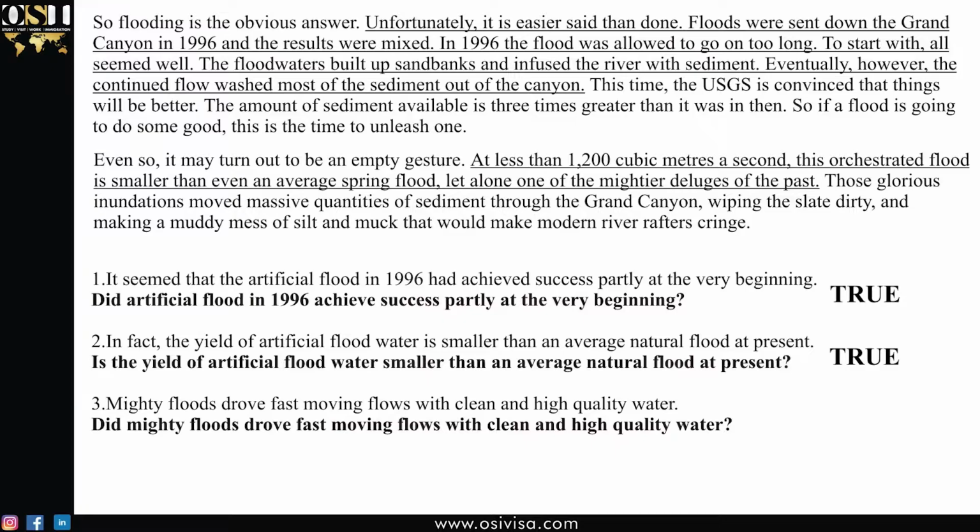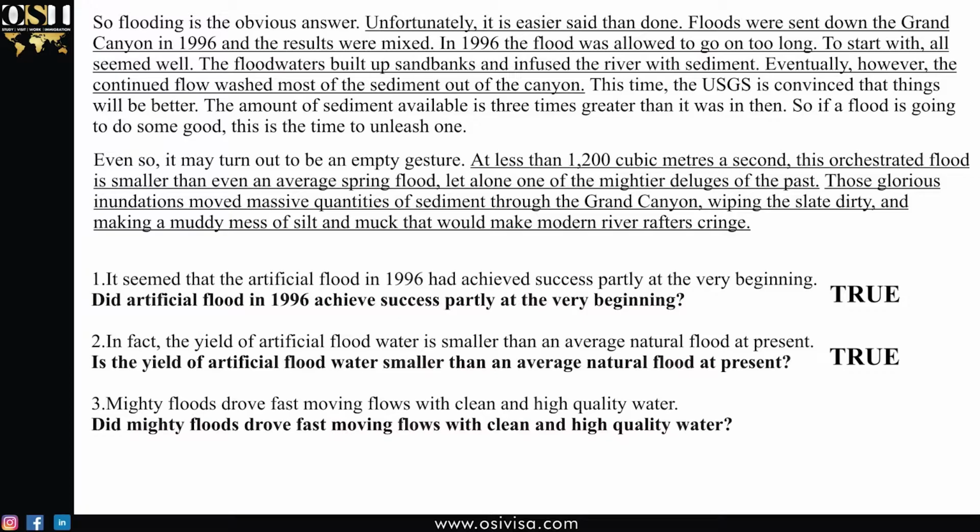These answers, true, false, not given, and yes, no, not given answers are always going to be in sequence. So if you find the first answer, you just continue reading and you will eventually come across the second, third, fourth and fifth one. So over here we only have a couple of statements left. Let's read them real quick. It says, those glorious inundations, they are still talking about the floods. Those glorious inundations moved massive quantities of sediment through the Grand Canyon, wiping the slate dry and making a muddy mess of silt and muck that would make modern river rafters cringe.